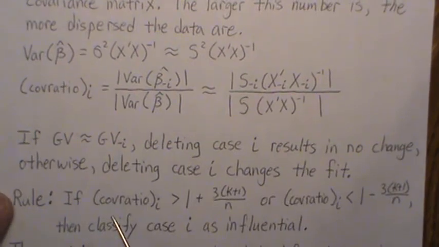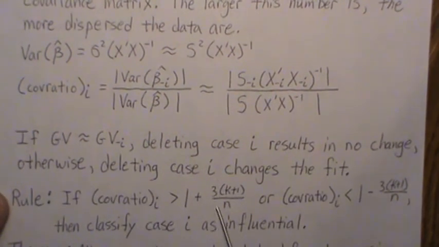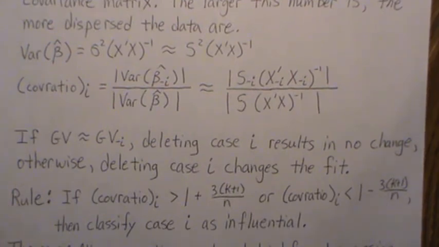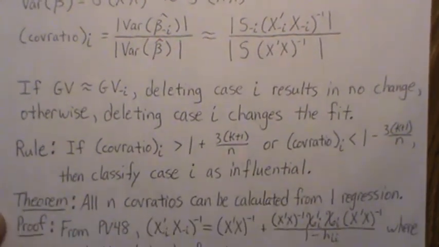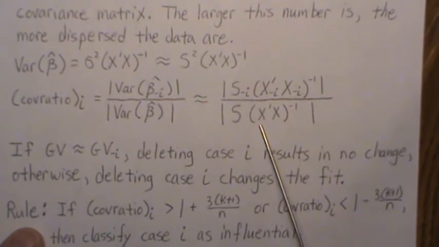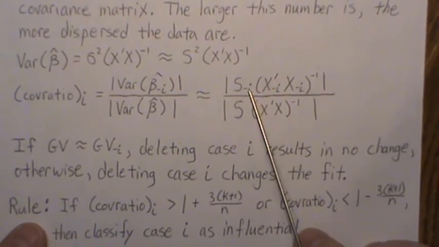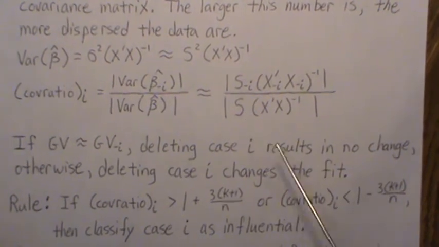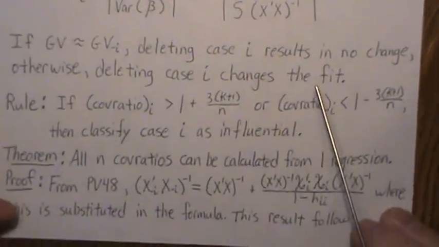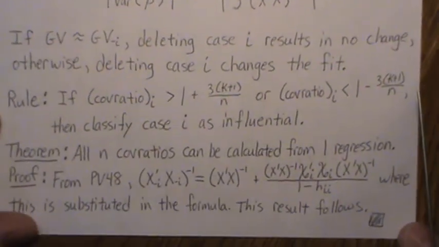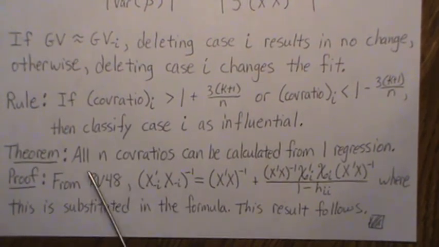And the rule of thumb is if the covariance ratio is greater than this value, or if it's less than this value, then we classify case i as influential. And as with the other measures, it seems like you have to fit two models, and then for each i you have to fit n models, or n plus 1 if you count the full model. But that's not the case. Every one of these can be calculated from just one regression fit, and this is how you show it.